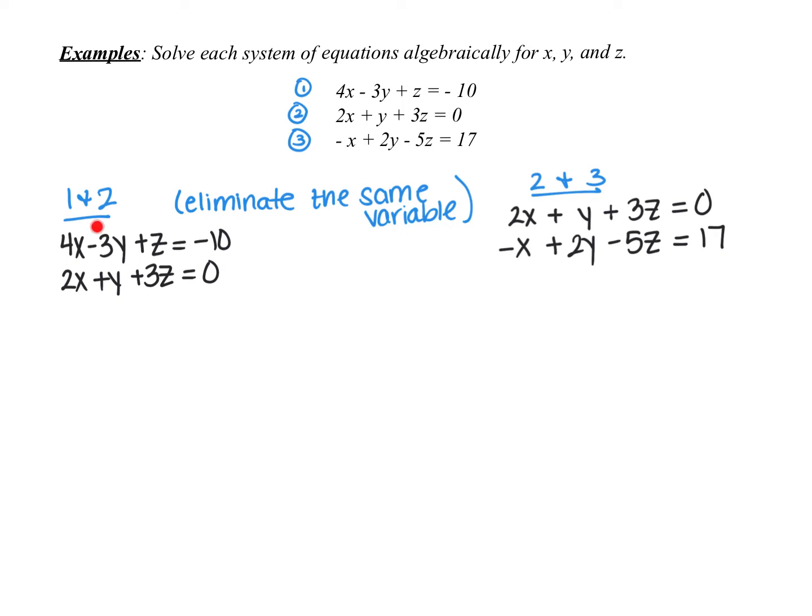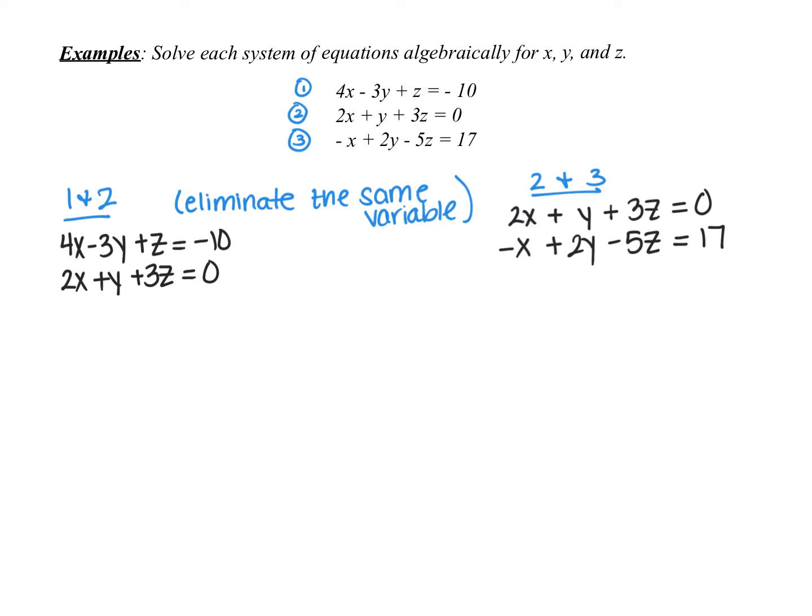So in equation number 1, let's analyze what we have. So I have a 4x and a 2x. So what that means is I can multiply this equation by 2, and then I'd get 4. Now with the y's, I can multiply the bottom equation by 3, and then I'd get this 3. Or I can multiply the top equation by negative 3, right? And then that would cancel with this one. So I really have three options here.